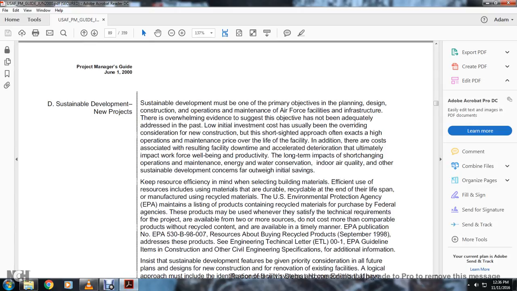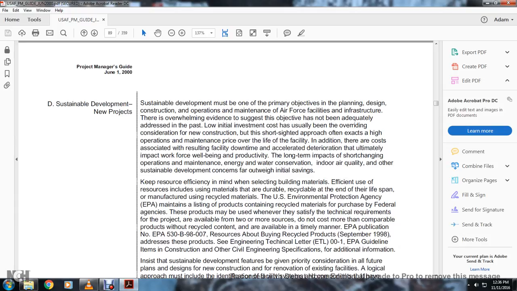D. Sustainable development, new projects. Sustainable development must be one of the primary objectives of planning, design, construction, operation, and maintenance of the Air Force facility and structure. Overwhelming evidence suggests that this objective has not been adequately addressed in the past. Low initial investment cost has usually been the overriding consideration in new construction, a short-sighted approach that often exacts a high operation and maintenance price over the life of the facility.